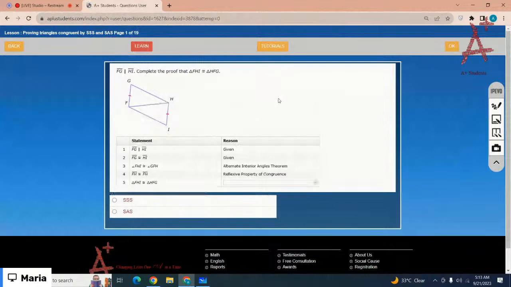Okay, complete. FG is parallel to HI. Complete the proof that triangle FHI is congruent to HFG. Okay, you are given FG and HI are parallel and FG and HI are congruent, right? So the alternate angles, that would be side, angle, and side. That would be side, angle, side, right?